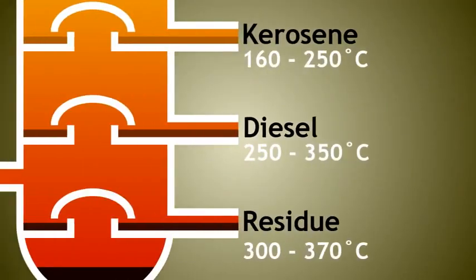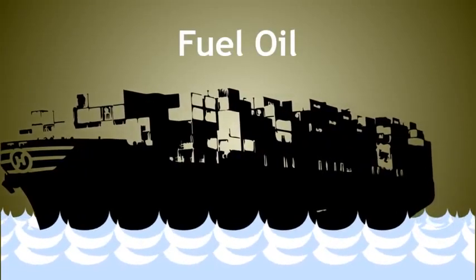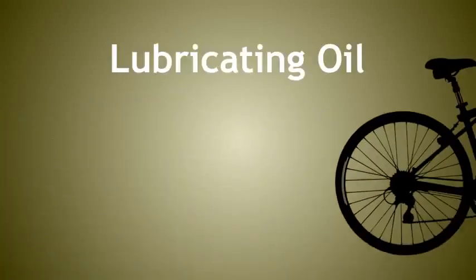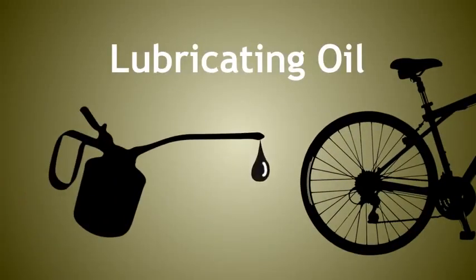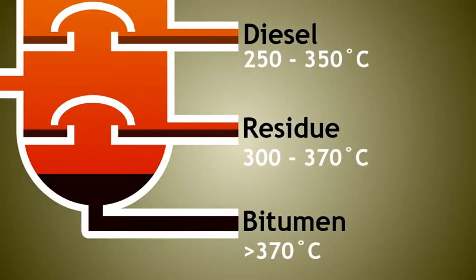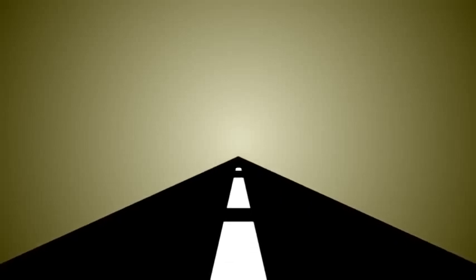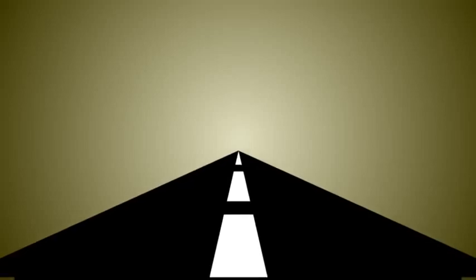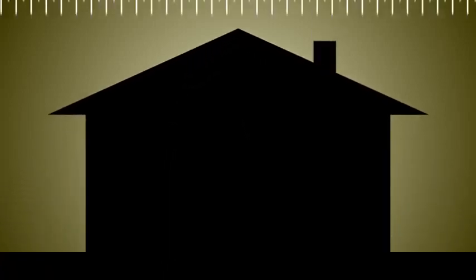Below diesel are the residue fractions. Fuel oil is a fuel used in power stations and ships. Lubricating oil, which sticks to surfaces and reduces friction and protects from rust. And finally, waxes, which along with the oils can be used for polishing surfaces. The very bottom fraction is bitumen. This is a thick black adhesive used on roads, either as the surface finish or combined with stone chippings to create a solid, resistant material. It can also be used to cover roofs due to its waterproofing properties.